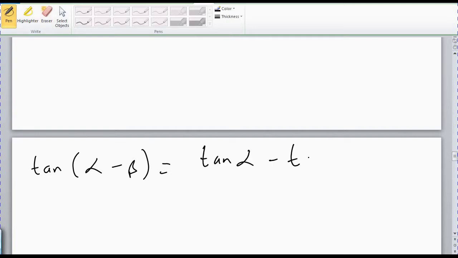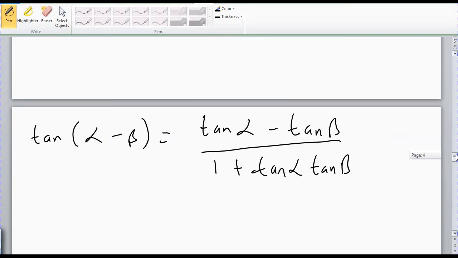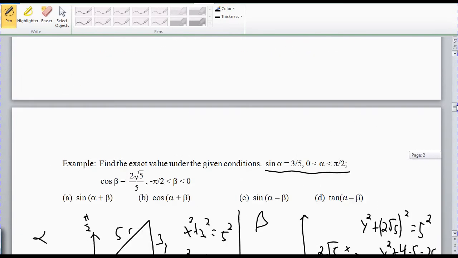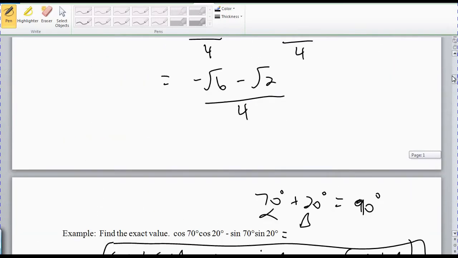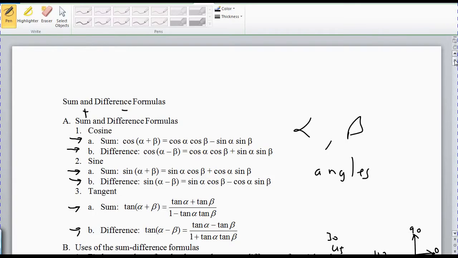Tangent alpha minus tangent beta over 1 plus tangent alpha tangent beta. Let's make sure: tangent alpha minus tangent beta over 1 plus tangent alpha tangent beta. Yeah, that's right. All we need now is our tangent alpha and tangent beta.